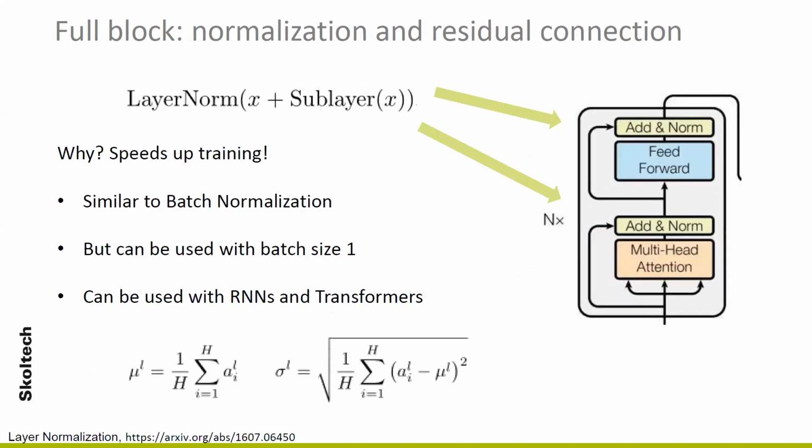Okay, maybe a couple of words about normalization and what we are doing here. We just say that we have this skip connection. So we have this x here, x preceded by multi-head attention. We add the same x here. And also we have this normalization like this.